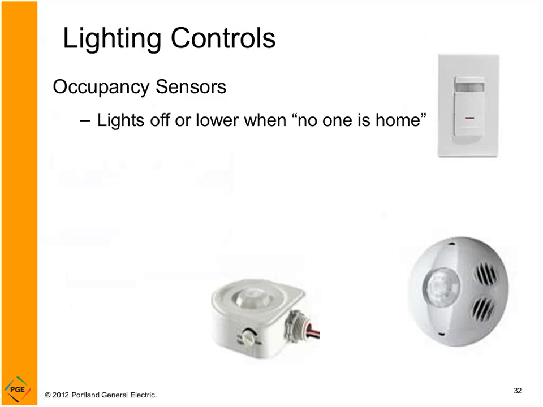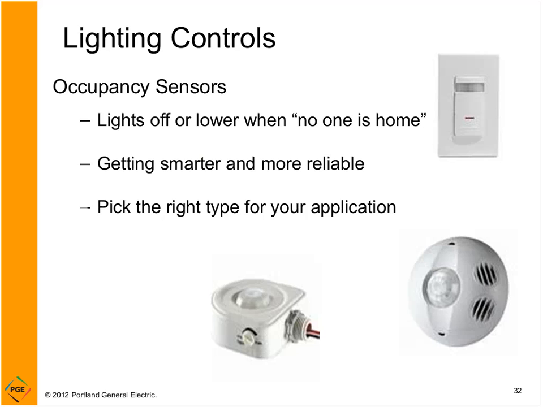So next we're going to turn our attention to controls. And because we have limited time, we're just going to talk about occupancy sensors. Most of you are familiar with this technology. They turn lights off or lower when no one's around. Most people have had maybe a less than perfect experience with occupancy sensors, but I want you to know they're getting smarter, more reliable. But it's important to pick the right one for your application.